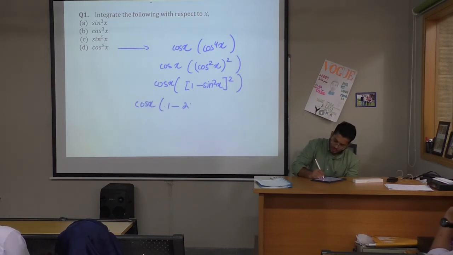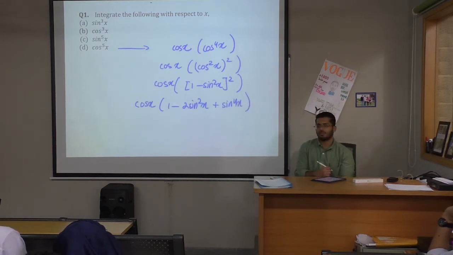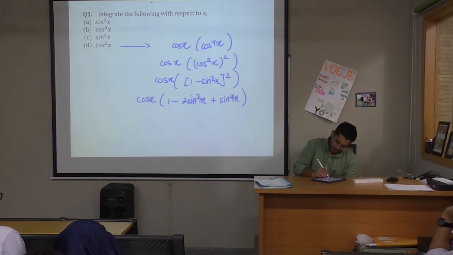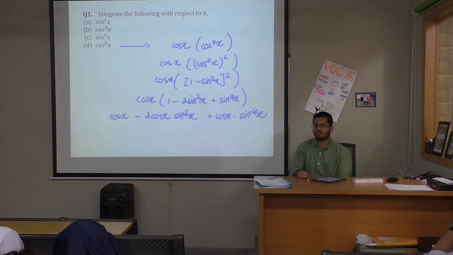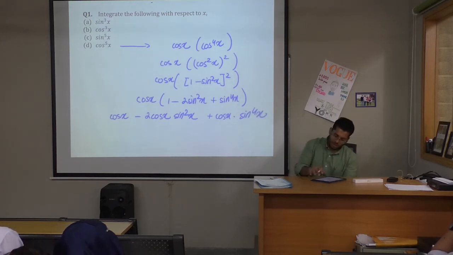One minus 2 sine square x plus sine 4x. ठीक है, just the same procedure. Then so yeah, now I think it's pretty simple.